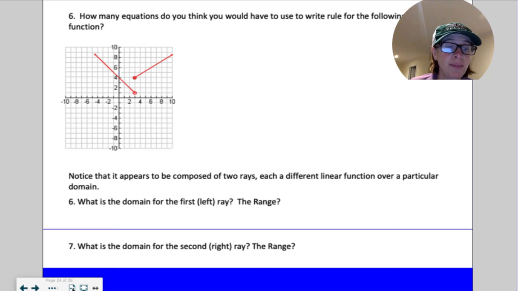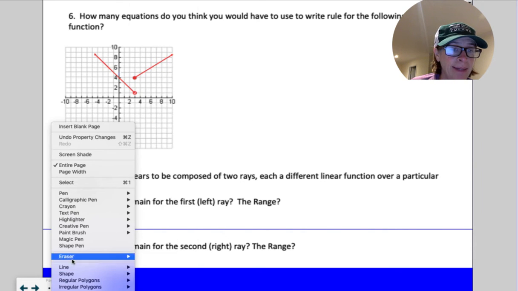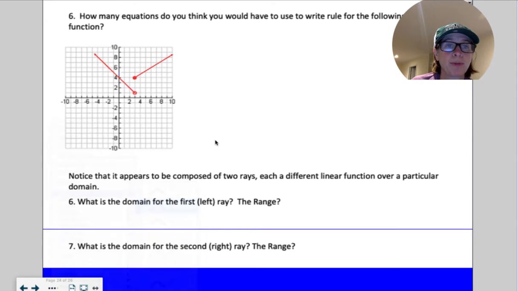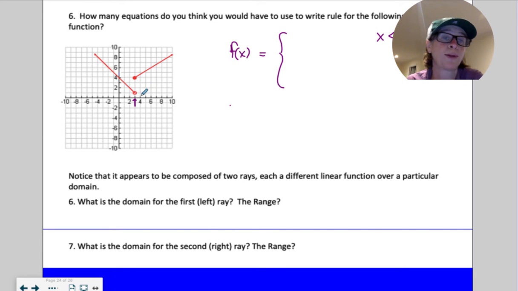So the first thing that I'm going to want to do is, let me grab my pen, I'll do it in purple today, I'm going to want to write my domain. So I start with f of x equals, and I'm going to put a little squiggly mark. But I want to get my domain in first. So I can see that this one on the left, it appears that I'm starting at 3 and I want all the x values less than 3. So I'm going to put x is less than 3. And it's less than because there's an open hole.